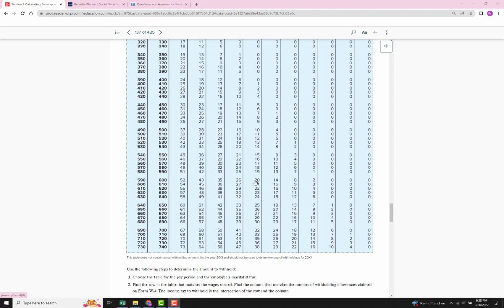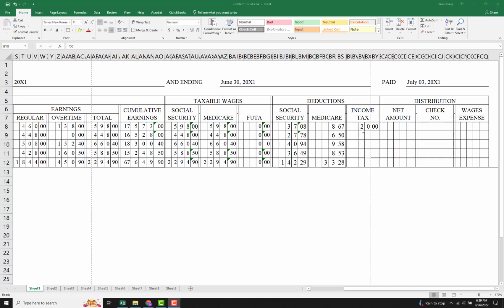598 fell in this range, and this was the column for 4 withholding allowances. So $20 is going to be deducted for federal income tax. We can put that amount on our payroll register form, and then I'm going to pause the video here for a moment and see if you can figure out the withholding of federal income tax from the remaining 3 employees. So I'm back, check out the amounts that you came up with and compare them against mine.